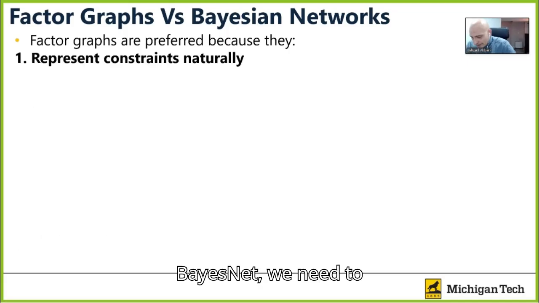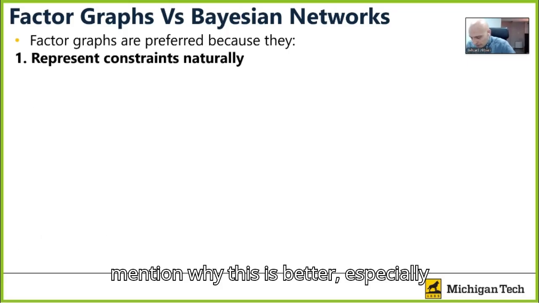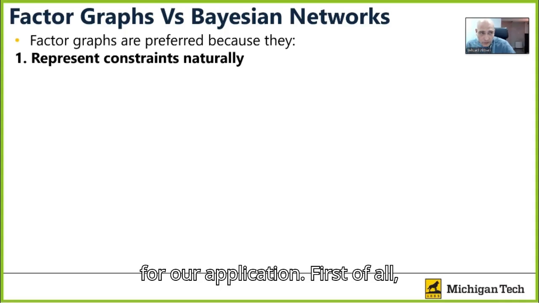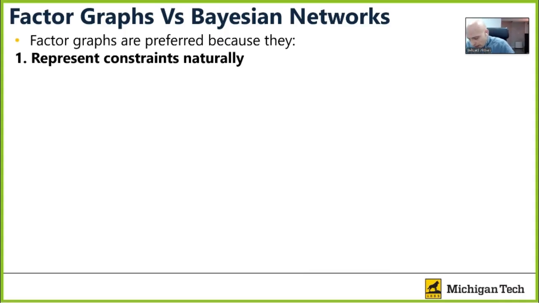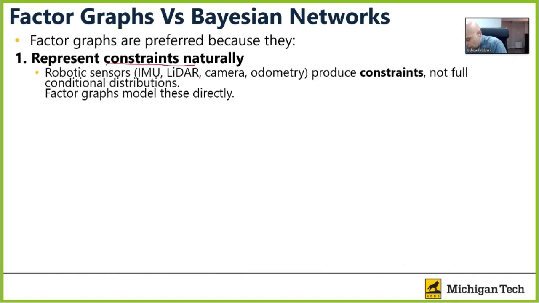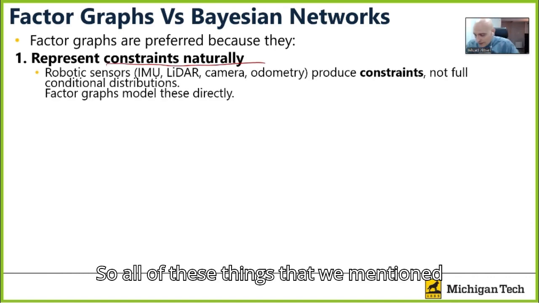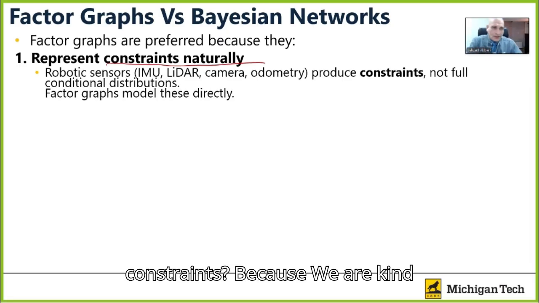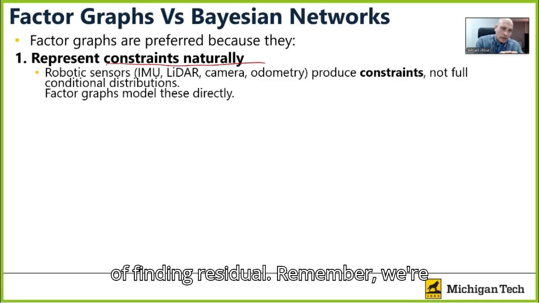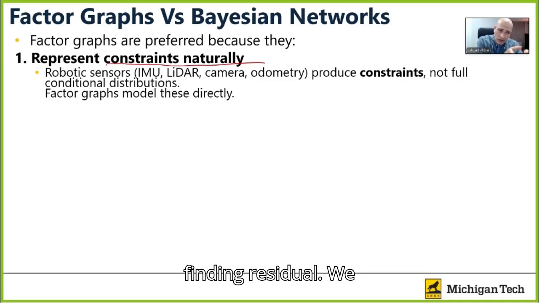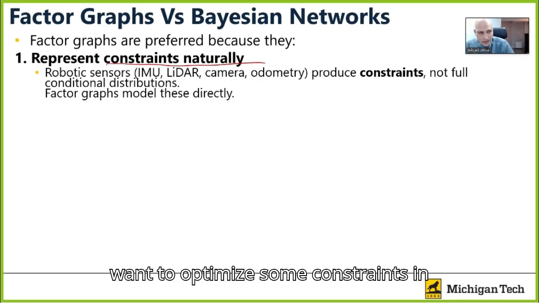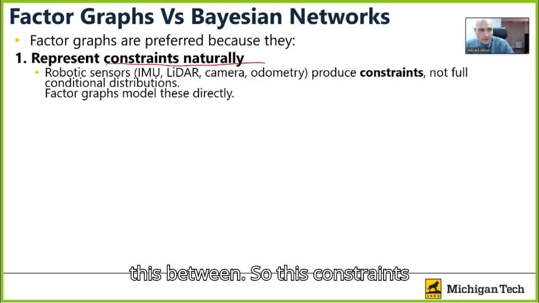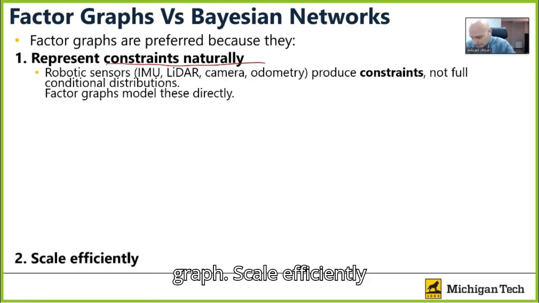Compared to BayesNet, we need to mention why this is better, especially for our application. First of all, it is based on constraints. So all of these things that we mentioned are constraints, like IMU, like LiDAR. Why are they constraints? Because we are kind of finding residual. Remember, we're finding residual. We want to optimize some constraints in between. So this constraints optimization is very aligned with factor graph.